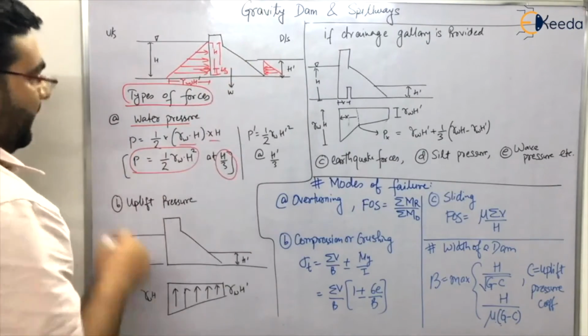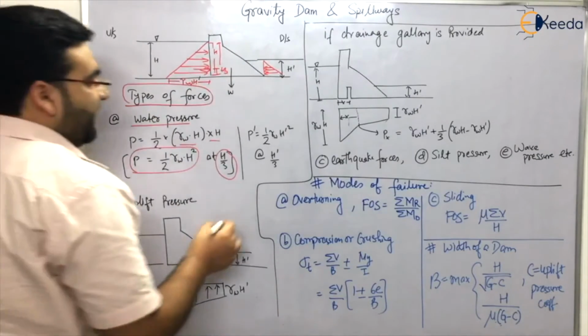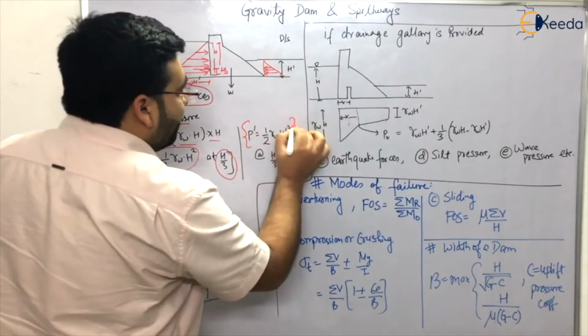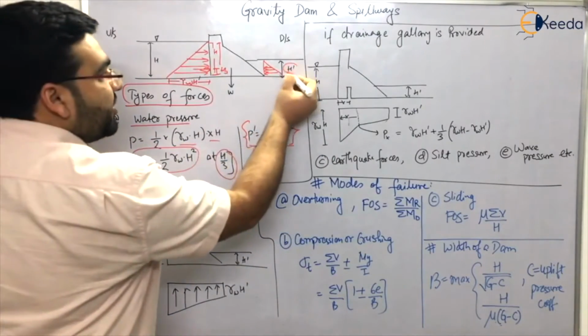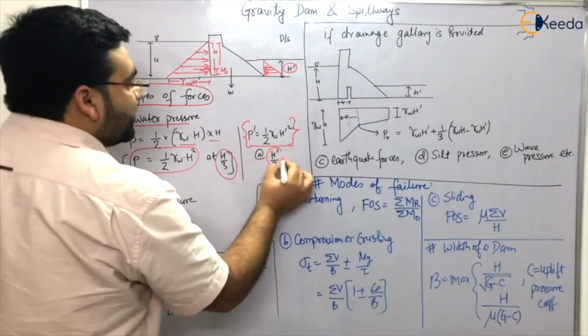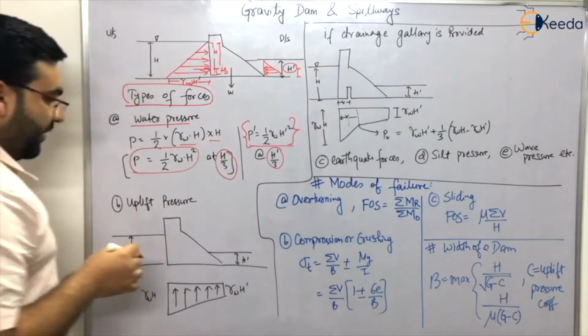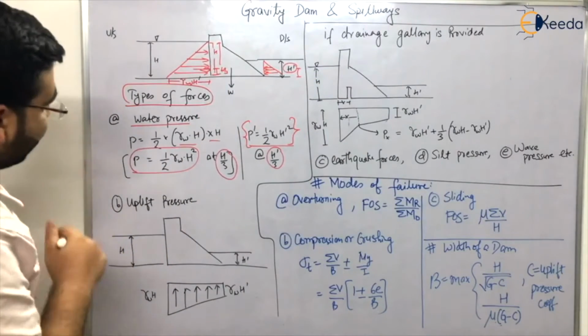The same goes for the downstream side also. So P dash will be equal to half into gamma W into H dash square, where this is H dash. It will act at a distance of H dash by 3 from the bottom. So this will be the force which will be acting.